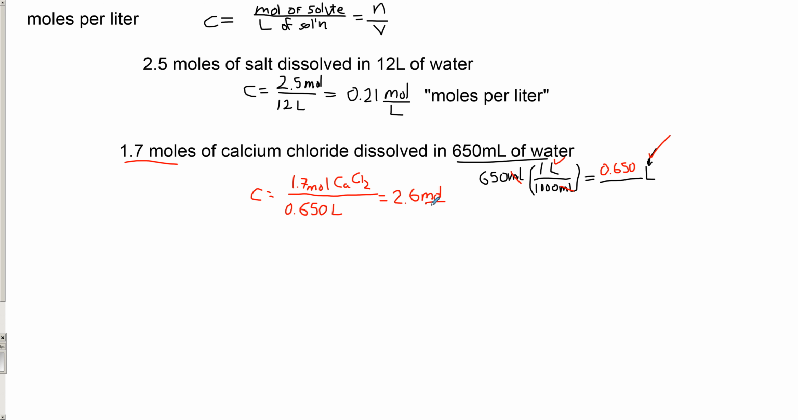Of the chemical calcium chloride, aqueous. But what if we have to get into masses? Like, what if I give you a number of grams of something and I ask for a moles per liter concentration? Not hard. Not difficult.